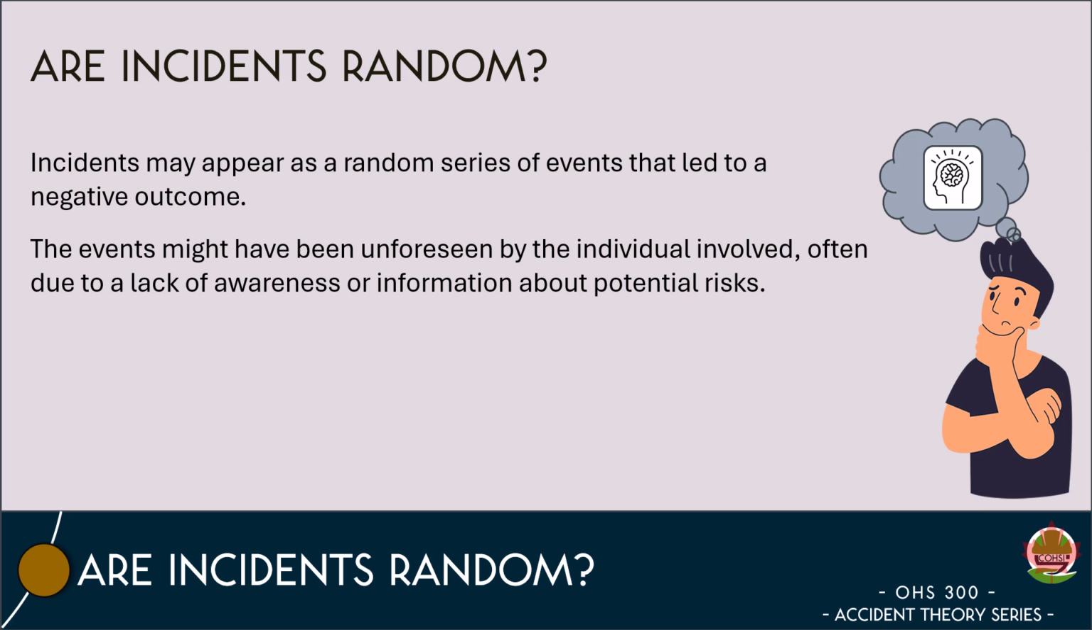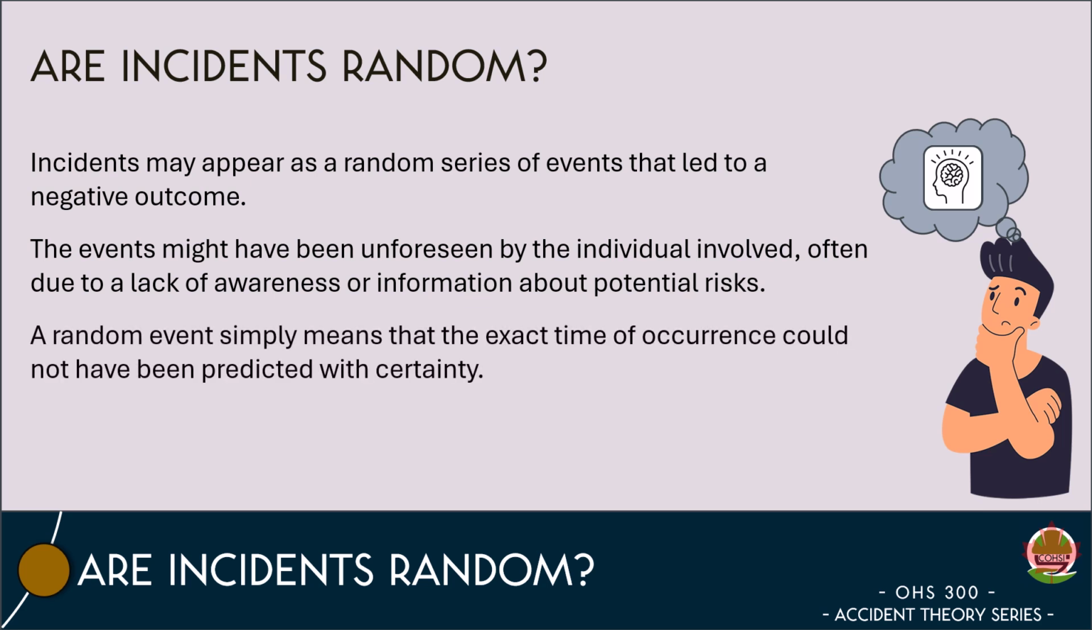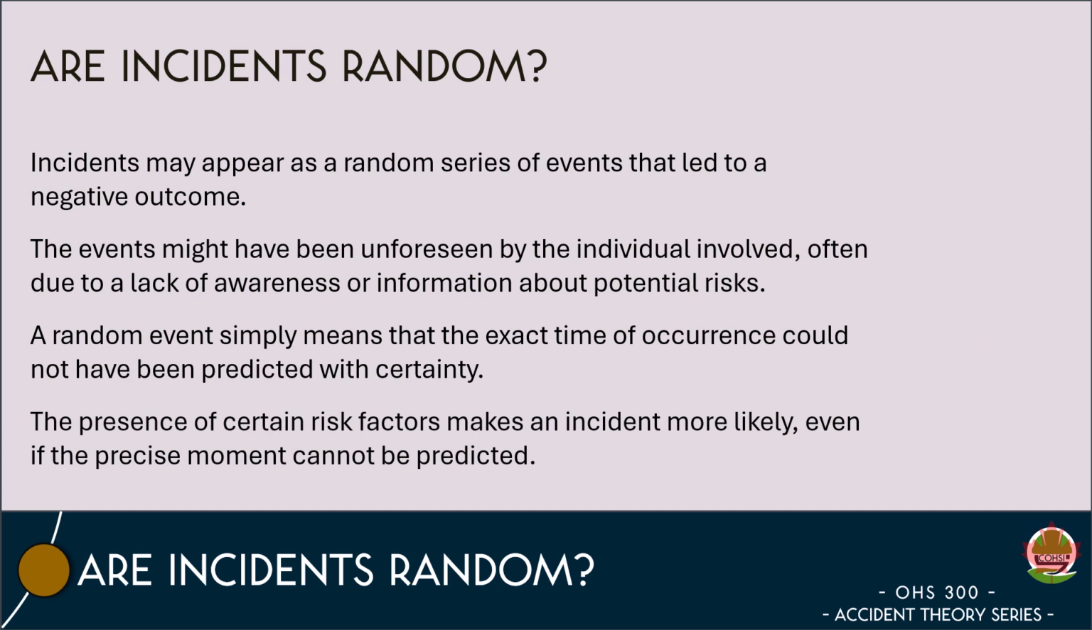While the incident may seem random, it is important to recognize that randomness pertains to timing and probability, not possibility. When an event is described as random, it simply means that the exact time of occurrence could not have been predicted with absolute certainty. However, randomness does not negate the likelihood of an incident taking place when certain risk factors are present.